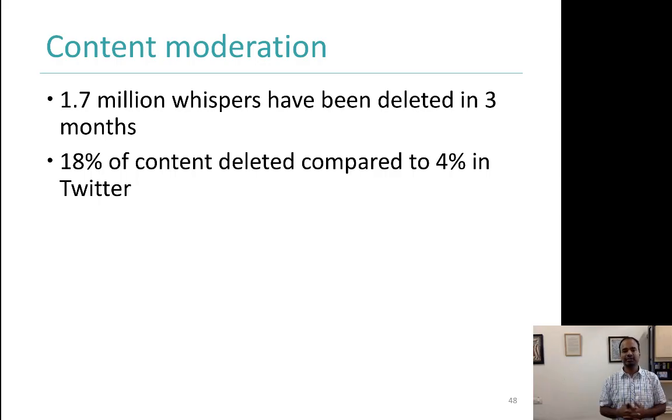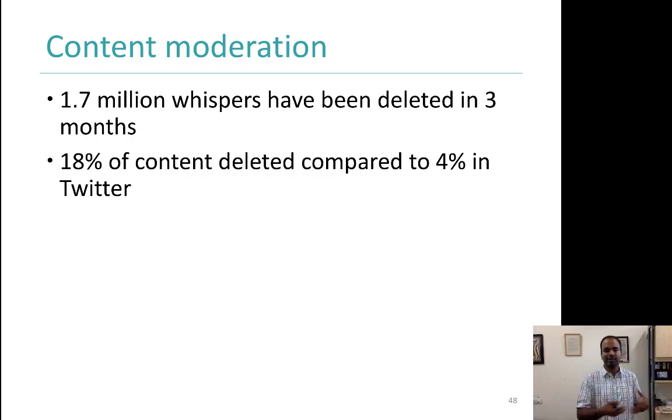Another interesting thing that they did was to study what content was getting deleted on Whisper. For this, they collected 1.7 million Whispers that had been deleted in 3 months. 18% of the total generated content was deleted from Whisper, compared to Twitter, which is only 4%. And this begs a question: why is this percentage high for Whisper?